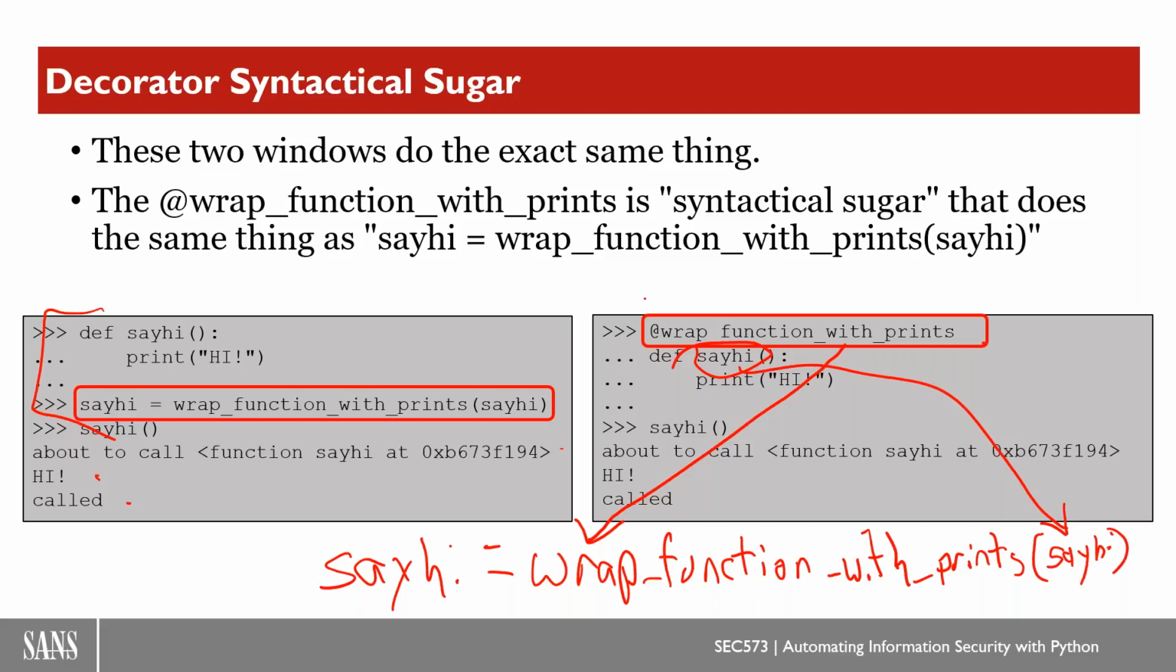So this syntactically does the same thing as this line here, where, let me change my color. Sorry, I apologize in advance to the colorblind in there. I should have changed this to blue to begin with. So this line here does the same thing as this line at the end, which overwrites the original say hi function with the decorated version of say hi.